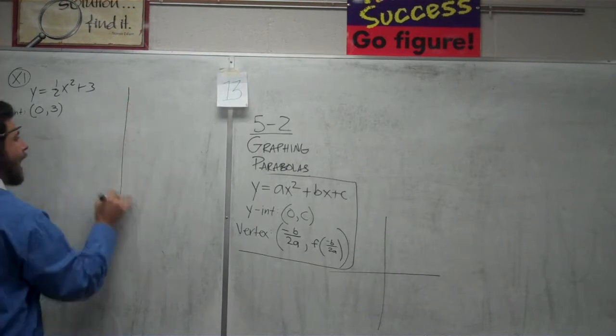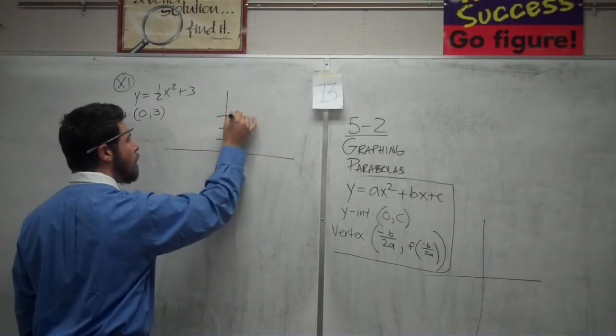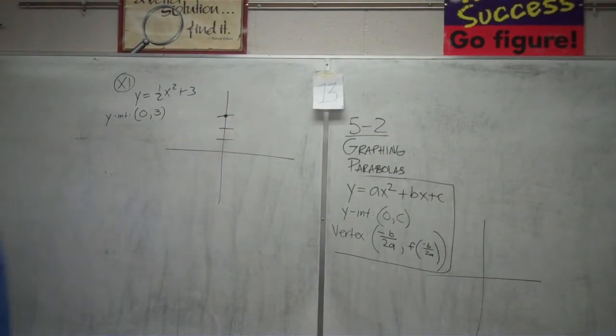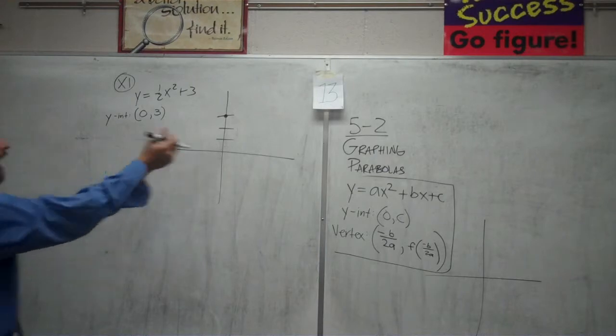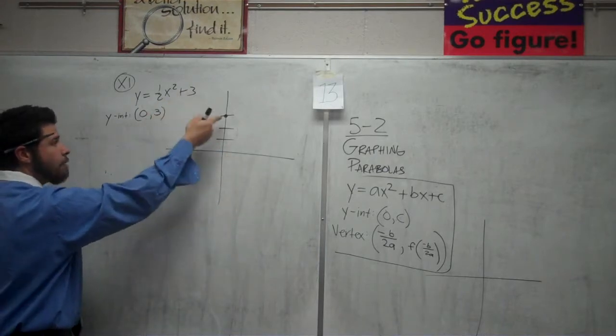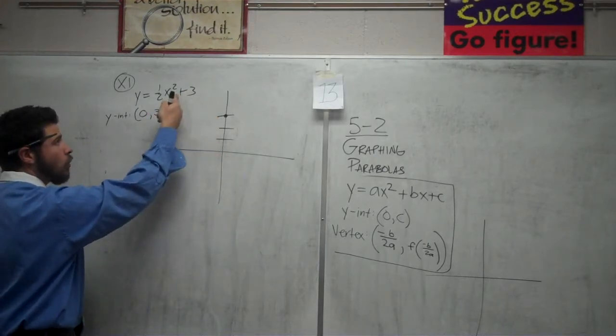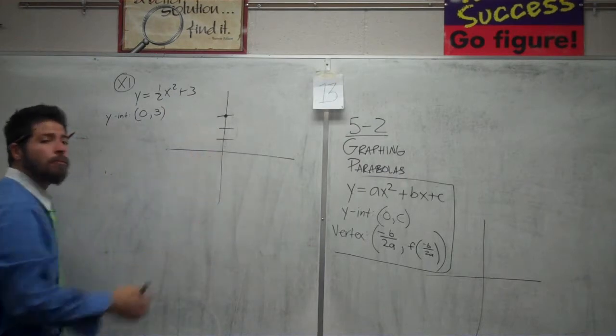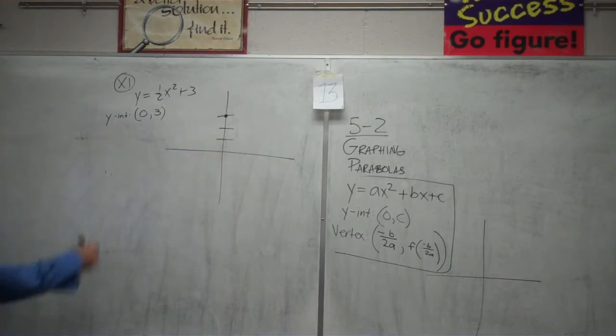So right away, I can take my graph, I can go up 3 units, and I can put a point right there. Fair enough? That's the easy part. I find the constant, I plot it. I find the constant is 0, c, I plot it. It's right there. If this number were minus, it would be down below the x-axis.